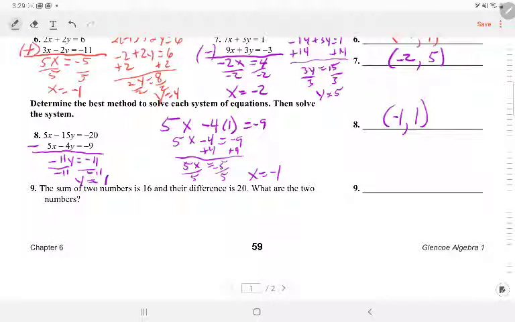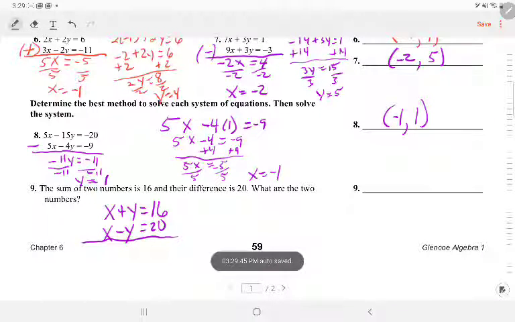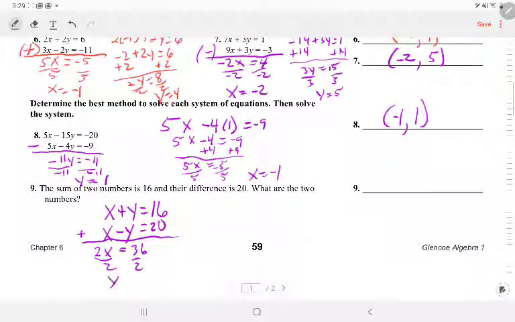The sum of two numbers is 16, and their difference is 20. What are the two numbers? Well, the sum of two numbers, so that's x plus y equals 16, and the difference is x minus y, because that's subtraction, is 20. Well, I can either add or subtract, so let's just add. That would give me 2x equals 36. Divide both sides by 2, and x equals 18. So 18 is one of my numbers.